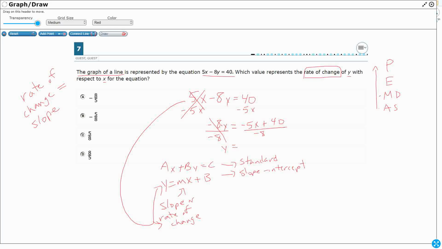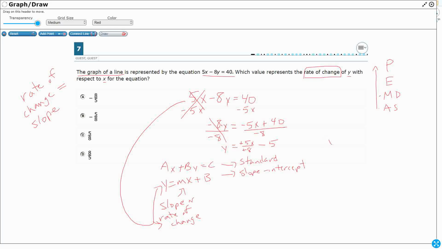So I've got this negative 8. What I want to do is distribute that. So I've got negative 5x over negative 8. I've got a negative and negative, it just ends up being a positive. And then I'm going to put a minus here because it's going to be 40 over 8. 40 over 8 is 5. But it was a positive 40 and a negative 8, so it ends up being minus 5.